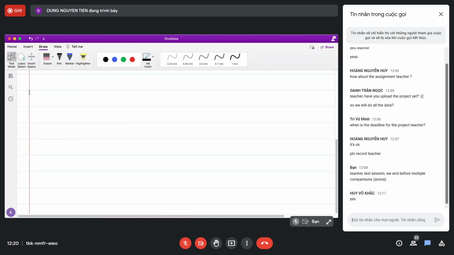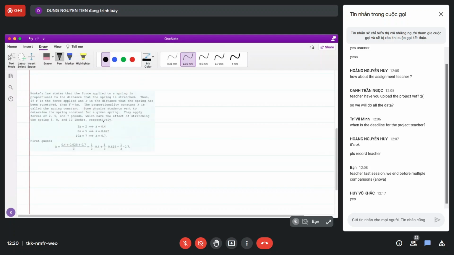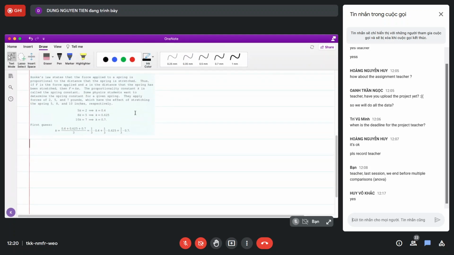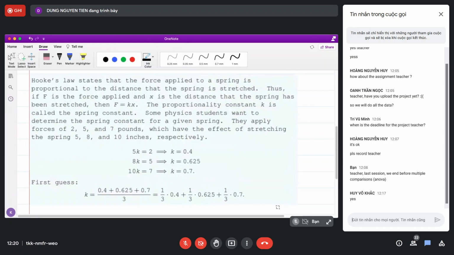Now let's consider the following example. Hooke's law states that the force applied to the spring is proportional to the distance that the spring is stretched. Therefore, you have the equation F equals K times X, where F is the force applied and X is the distance. The constant K is called the spring constant.